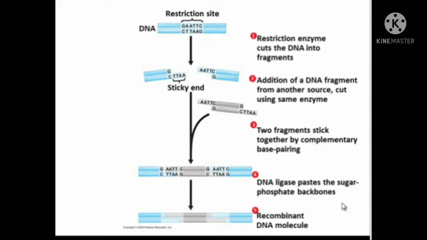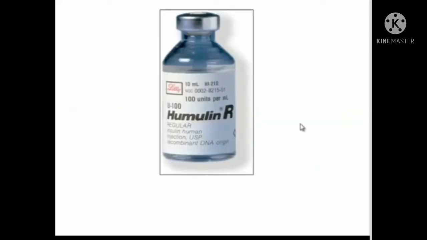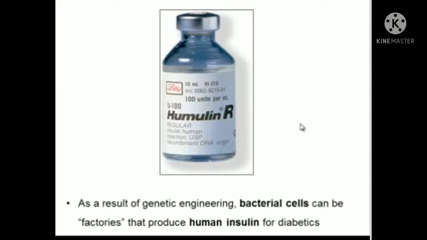So now let's take a look at the whole genetic engineering protocol, and we're going to use a very commonly used example of genetic engineering. This example involves the use of bacteria as human insulin factories. That's right. Because of genetic engineering, we can make bacterial cells produce insulin. That's not bacterial insulin, it's human insulin. And then we can bottle that insulin and give it to the diabetics.